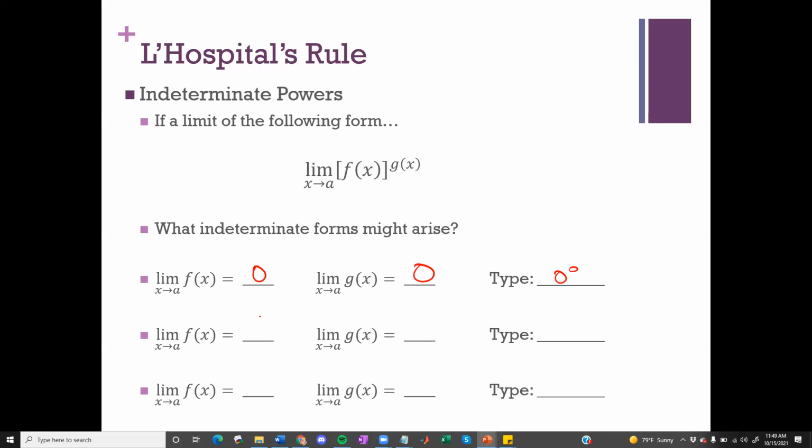Alternately, what if f of x goes to some number and g of x goes to infinity? Then you have this thing, which should be getting larger and larger. But on one hand, raising 1 to larger and larger powers won't change it, while raising any number to larger and larger powers should get bigger. So that's an indeterminate form.